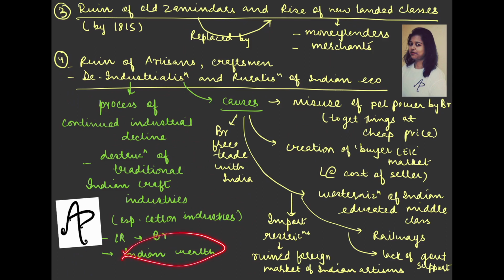So Indian wealth was all in the hands of the British. They were using this money from here for their own advantage, and we had the destruction of the traditional industries. And what were the causes of the deindustrialization?